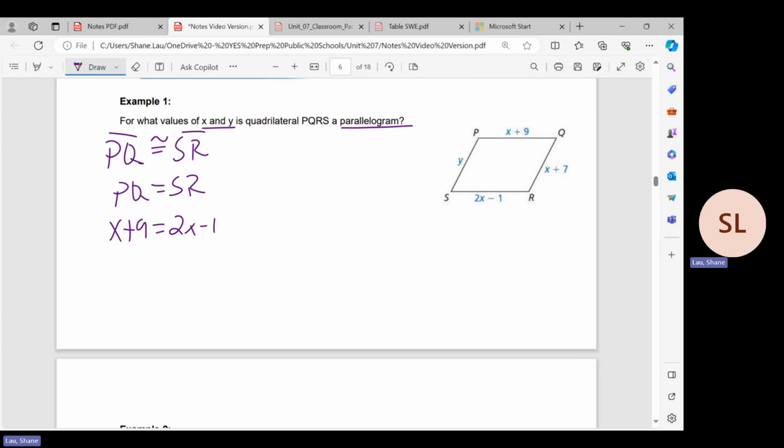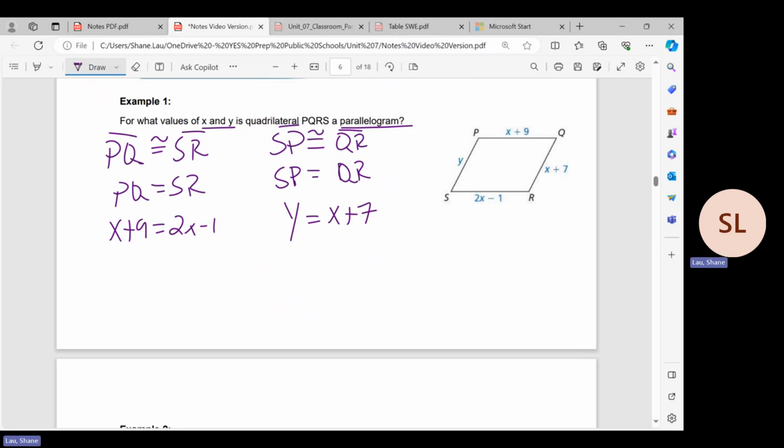We'll keep that there for right now. Let's move to the other sides. We have SP is going to be congruent with QR. And we're going to do the same steps. So we know SP must be equal to QR. And we're going to replace SP is y, QR is x plus 7.